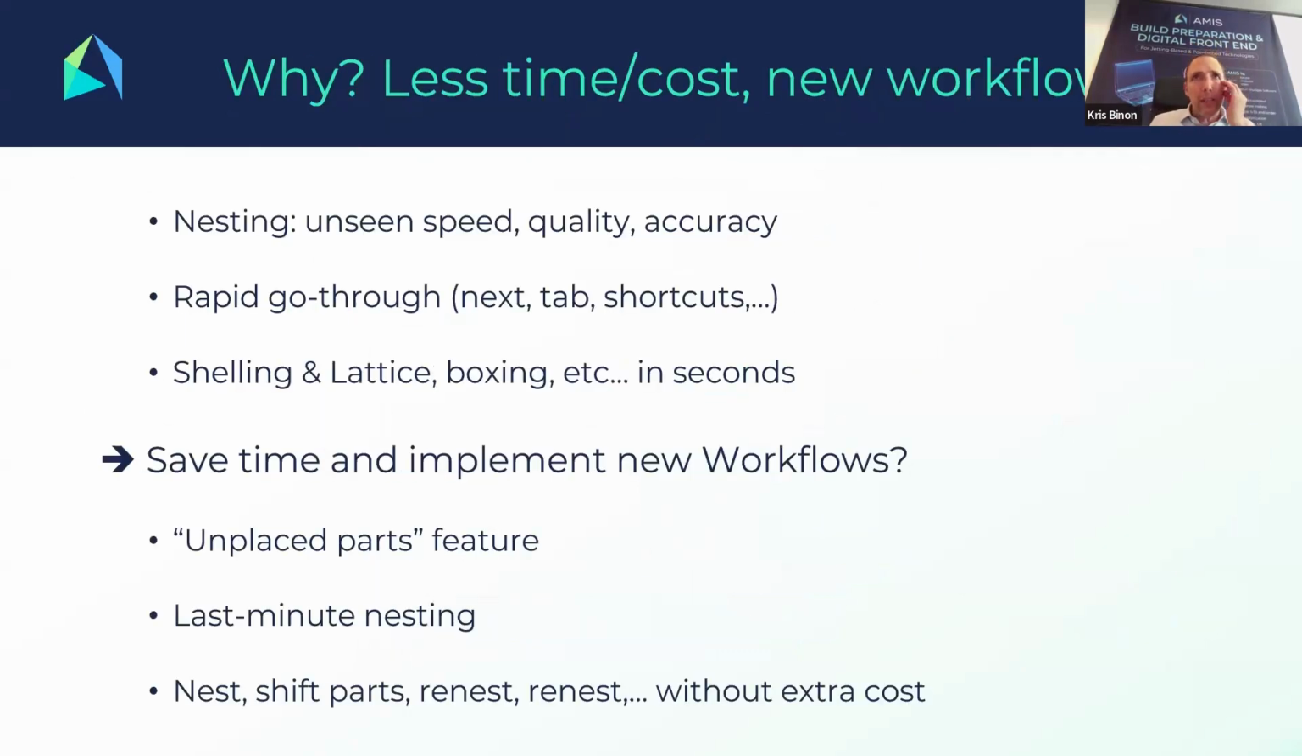Now, a bit more generic, why would you, or why can you benefit from AMIS Pro? Well, basically because the whole build preparation might take you less time. That comes through the nesting speed, of course, but also because you don't have to upload or download things. You can go through very quickly, and we really are careful about avoiding unnecessary clicks or allowing for certain shortcuts to make things faster. And of course, you got the shelling, lattice, boxing, which all is quite a quick process with the 3MF inside AMIS Pro.